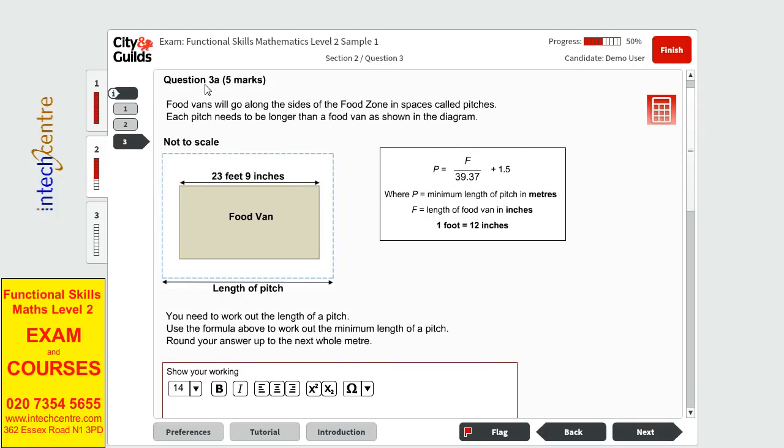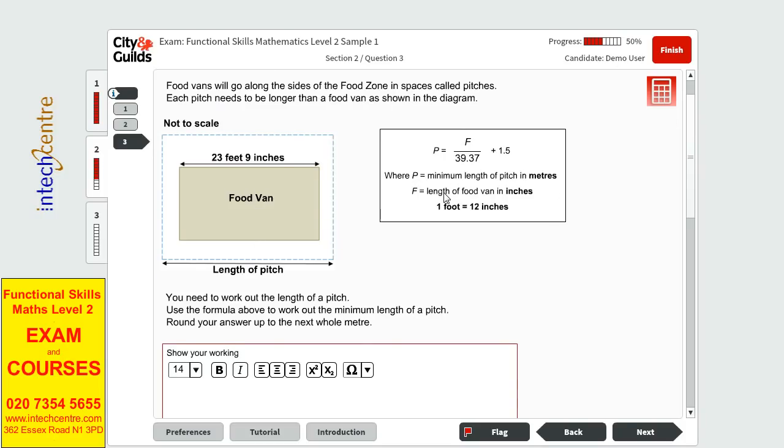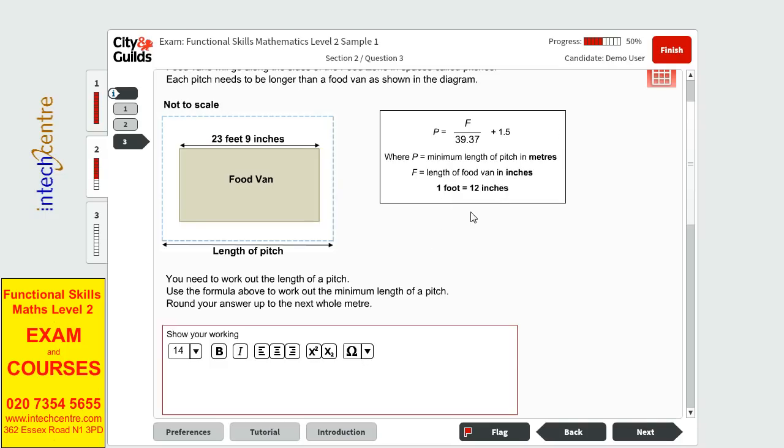We can put here question 3a. They are saying that the food vans will go along the sides of the food zone in spaces called pitches. Each pitch needs to be longer than a food van, as shown in the diagram. So here's a diagram of the food van and length of pitch. We have a formula that we have to apply, and it's on the right.